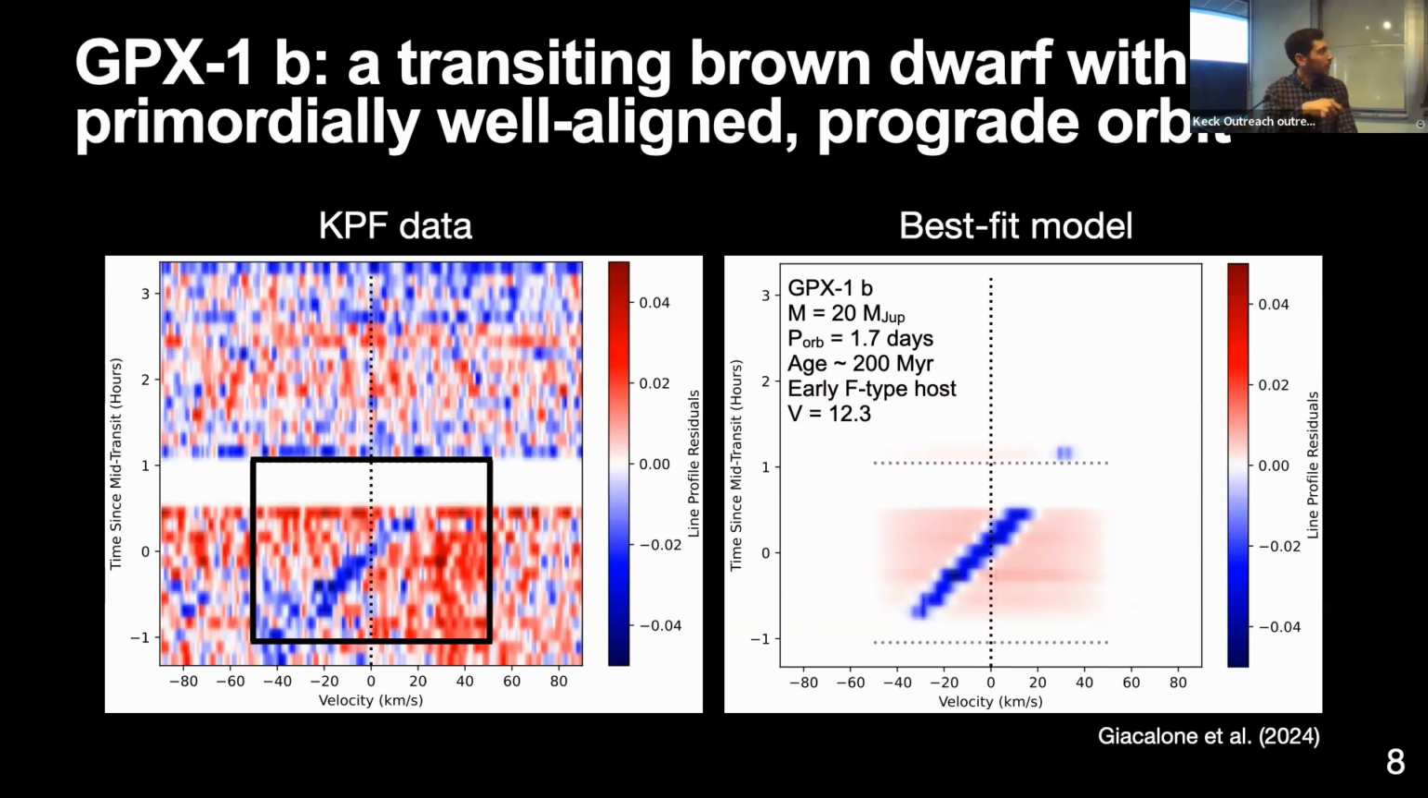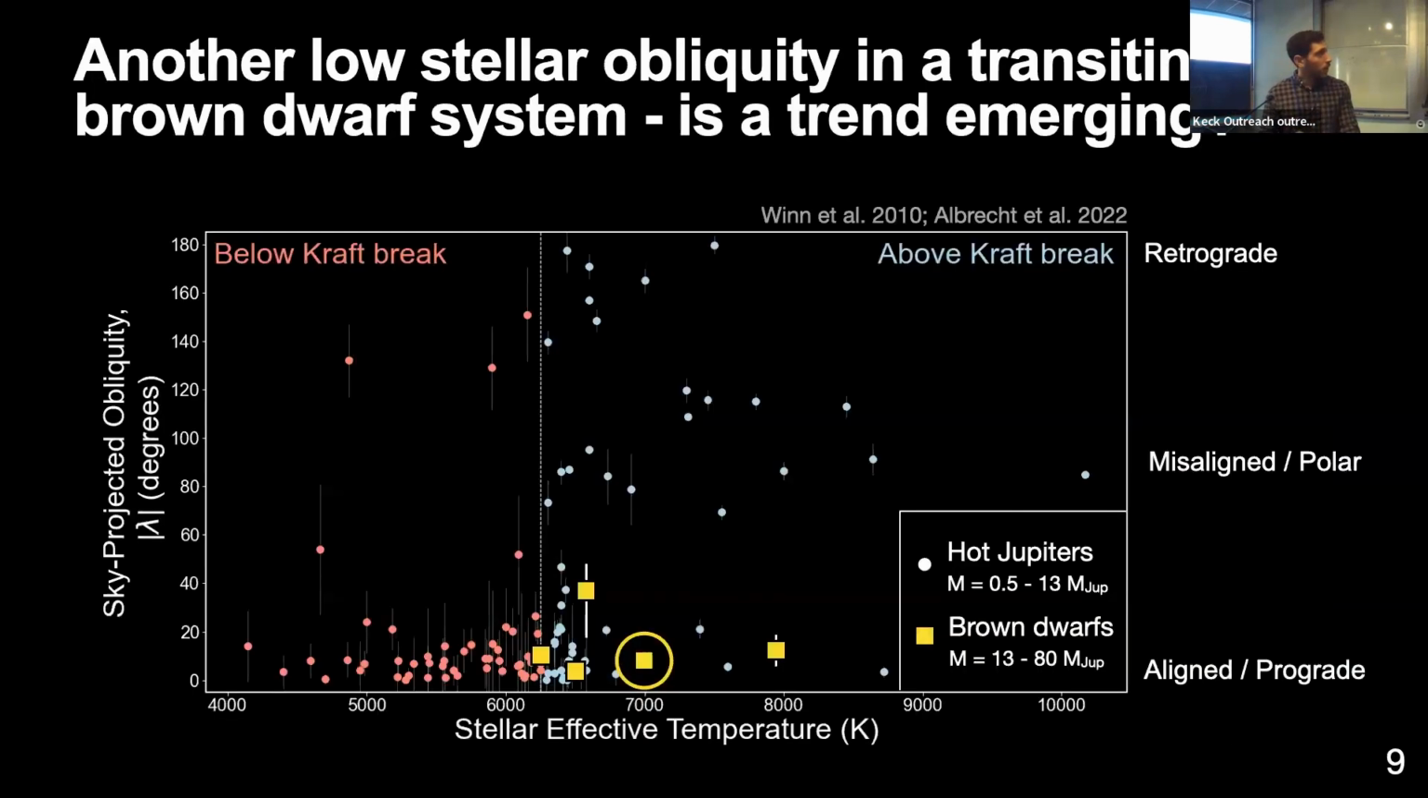Essentially the direction that this line is moving is telling you what the stellar obliquity is. If it's going in this direction, as we see it going, you have an aligned prograde orbit. If it were going up and down, you'd have a polar orbit. And if it were going in the opposite direction, you'd have a retrograde orbit. So you can see that we measure a pretty nicely aligned prograde orbit here. It's pretty close to a lambda of 0, in fact.